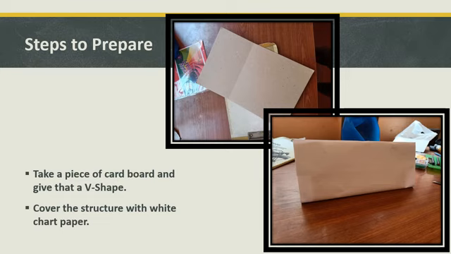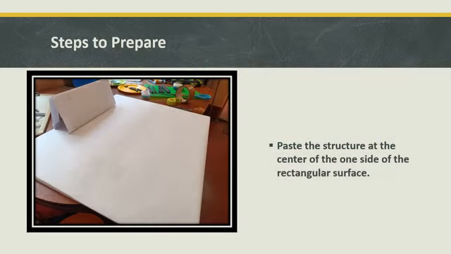Once it has been given a V shape, we have also wrapped that V-shaped structure with a white piece of paper, just like the thermocol sheet. Now we have placed the V-shaped structure on the thermocol sheet, but we haven't pasted it yet. We will do that later. This V-shaped structure will be used as the name card for the working model.